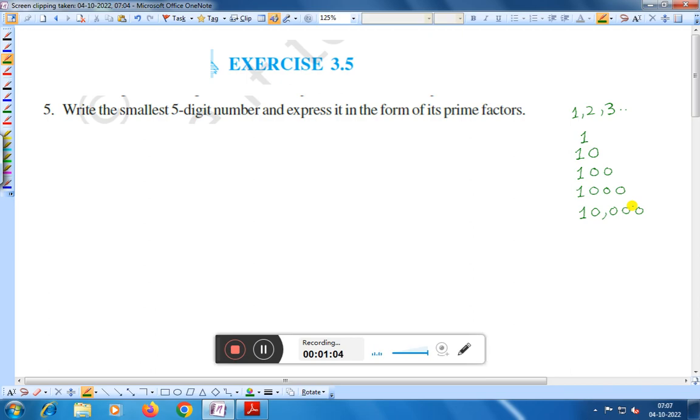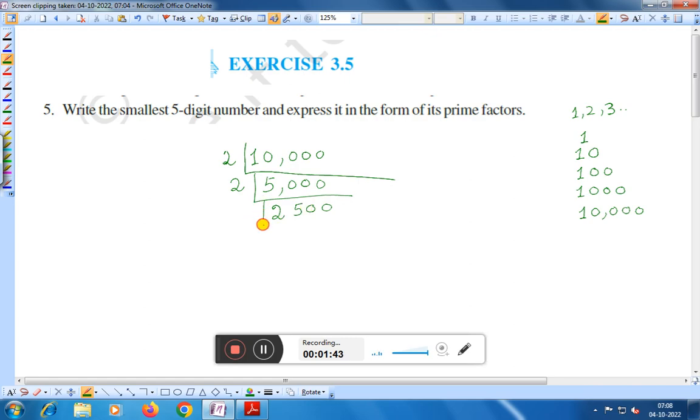And we express it in the form of its prime factors. We'll express 10,000 in its prime factors. Now, you see that the last digit is 0. Therefore, it will be divisible by 2. We are dividing by 2, and 2 fives are 10, and 0, 0, 0. Again, the last digit is 0, therefore we can divide it by 2 again.